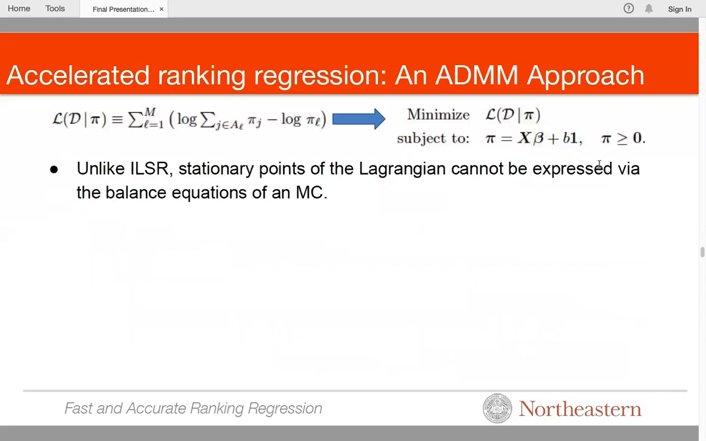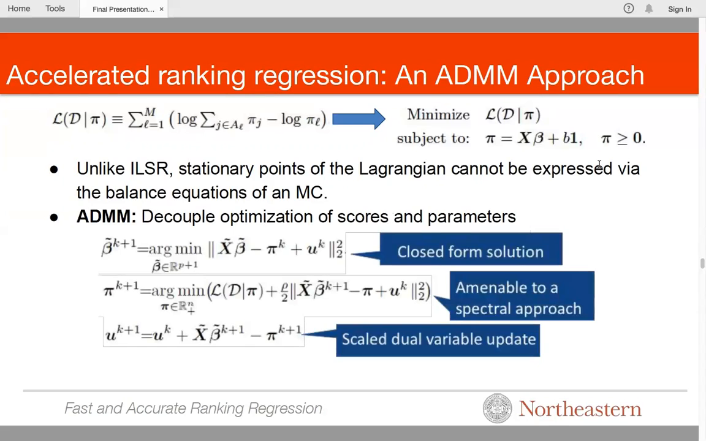Now, when we expand this to ranking regression, we want to solve, as a reminder, this problem where we have the affine parameterization. Unlike the setting of ILSR, if we immediately write down the stationary points of the Lagrangian of this problem, we do not immediately get a set of global balance equations for a Markov chain. That is why we propose to use ADMM and decouple the optimization of scores from parameters. This immediately brings the following speed advantage.